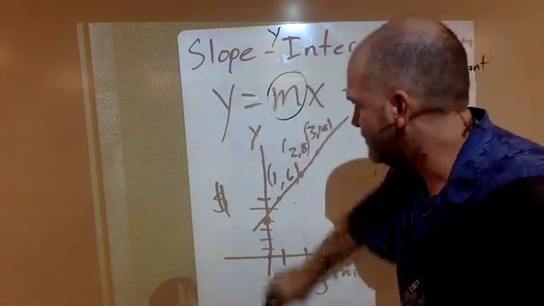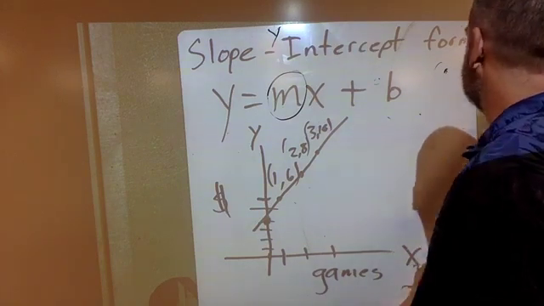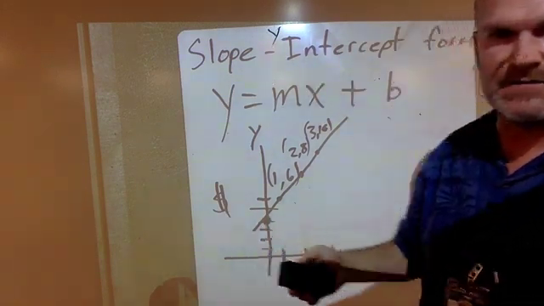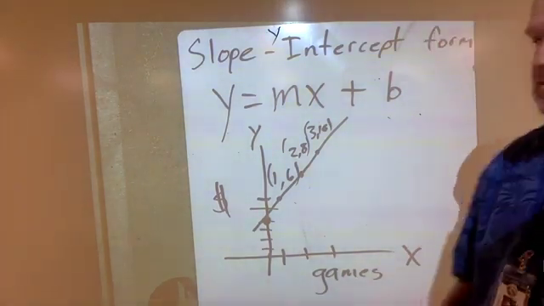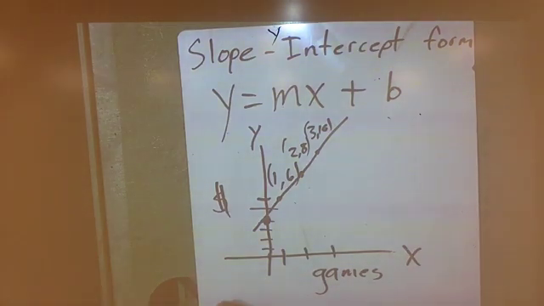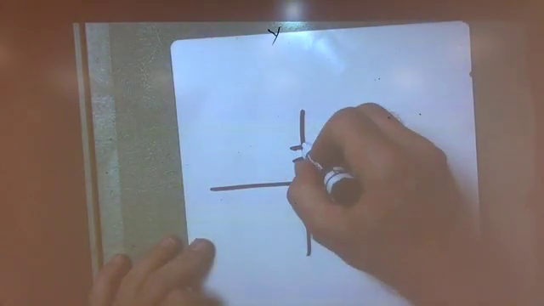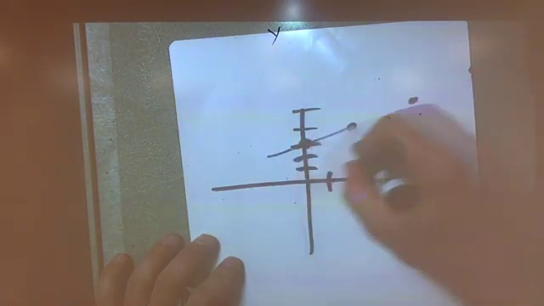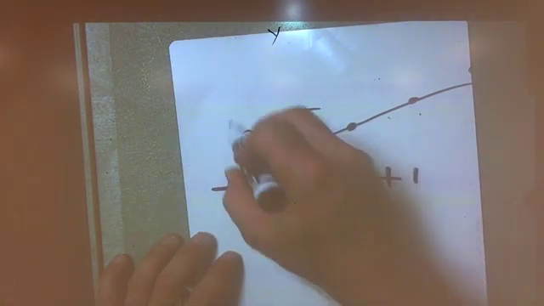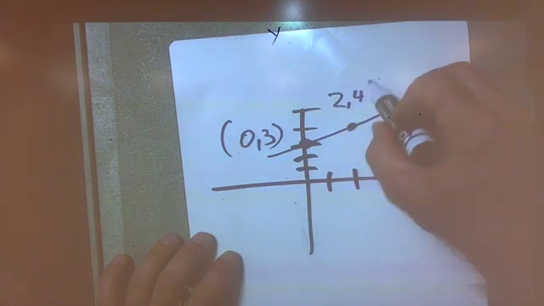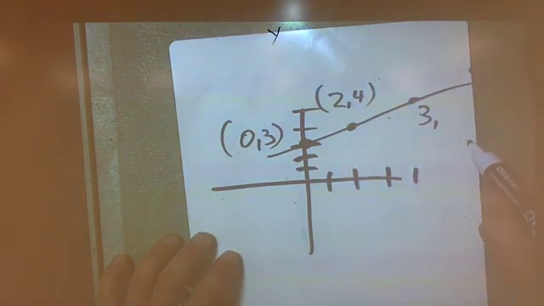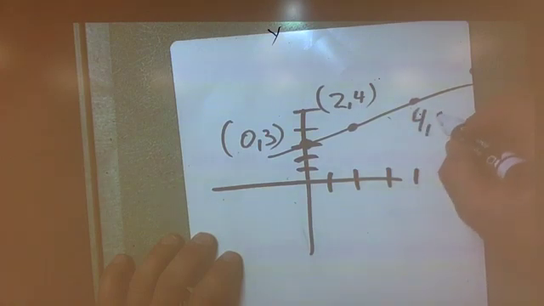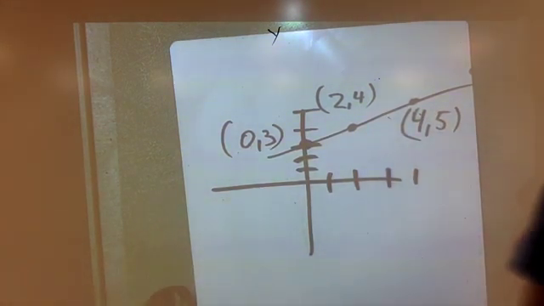What you're going to be asked to do for this standard predominantly is to match up equations with graphs. All right, so let me show you a trick on how to do that. Let's say they give you this graph right here. So let's say that's our graph. This is the point 0, 3, this is the point 2, 4, and this is the point 4, 5. Okay, so those are the 3 points they give you.